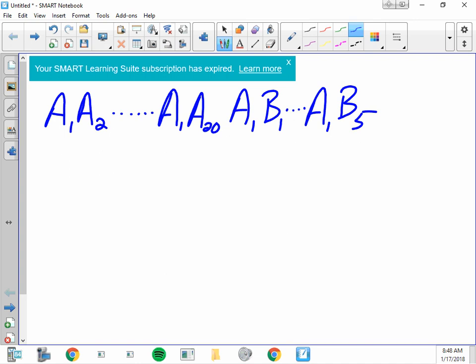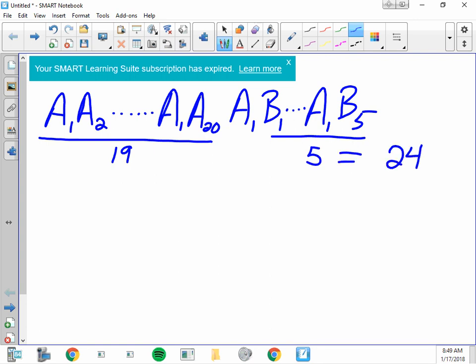Okay. How many numbers are there in this group? Careful. 19. Because A1 is matched with everything 2 through 20, right? So there are 19 A1s with an A. How many A1Bs are there? So we have A1, B1, A1, B2, B3, B4, and B5. So there are 19 of these, and then there are 5 of those for a total of 24. So every row is going to have 24.